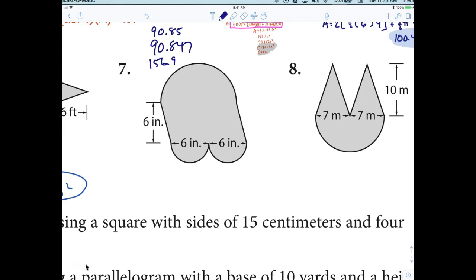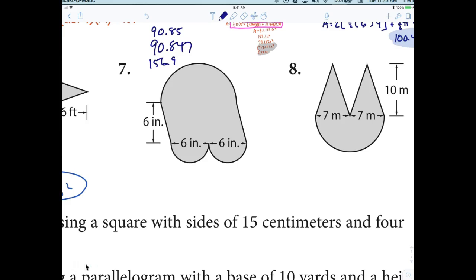I got 90. Wow. Okay, I'm pretty impressed. Are you in the game? Yeah, I got 90.85. Wow. Not sure? All right, let's talk about it real quick.